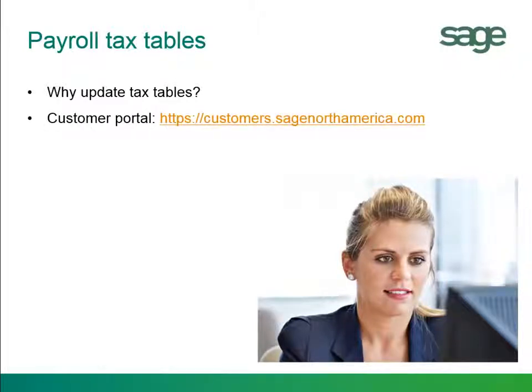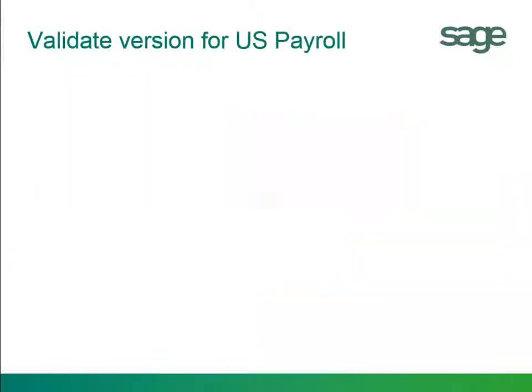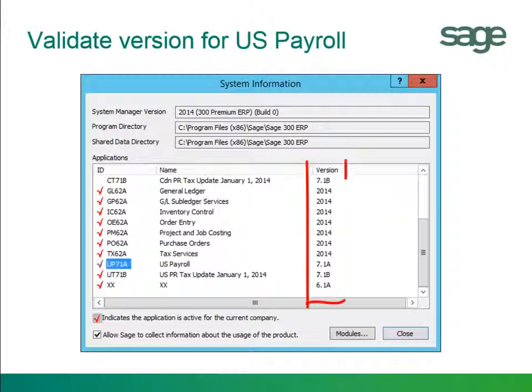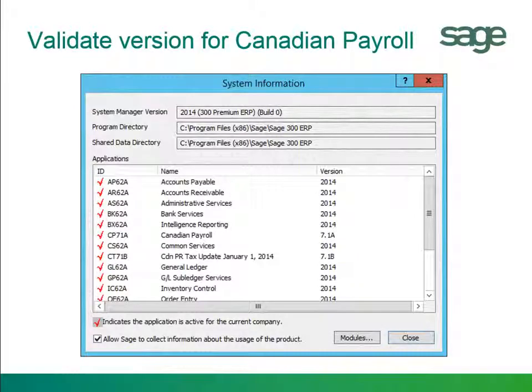First, the employer must go onto the Sage website, select Login, and select the knowledge base, support resources, and there should be a link to downloads and updates. Within there, you should have the link to download the tax updates. But before you do that, you must validate what version of tax tables you need to download. We will look at how to validate what our current version of payroll taxes is and the version of our ERP system. We will do this also for the Canadian Payroll.